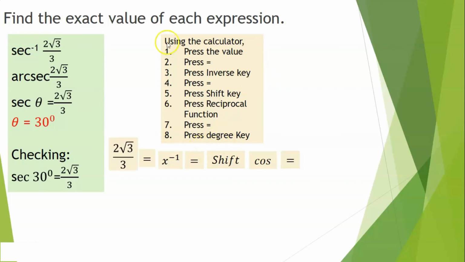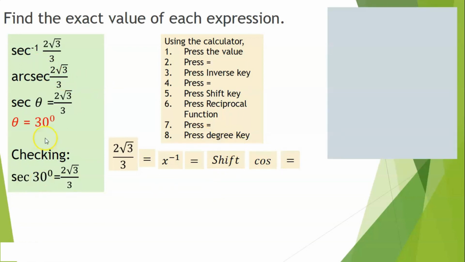Okay, so for example, this one, it's 2 square root of 3 over 3 equals, the inverse key is x to the negative 1, or in some calculators, it's 1 over x. Then equals, then shift, cosine, because that's the inverse of secant, then equals. Then you can press the degree key. So it will give you 30 degrees.